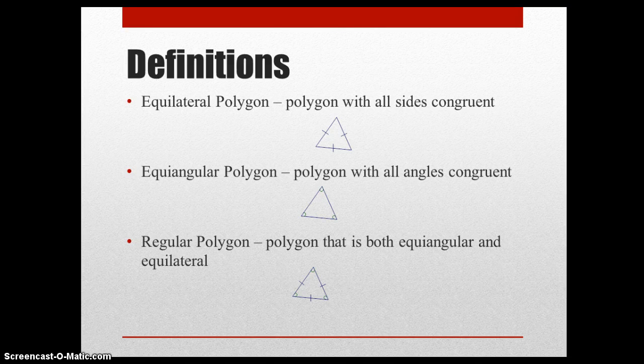An equal angular polygon is a polygon that has all angles congruent. Now, normally when we have all sides congruent, we also have all angles congruent. But it is possible to have angles congruent and not sides, such as the rectangle. All the angles are 90 degrees, but the sides are not all the same. Now, if a shape is both equal angular and equilateral, meaning all its sides and all its angles are congruent, we call that a regular polygon. Again, the equilateral triangle and the square are two examples we're familiar with.